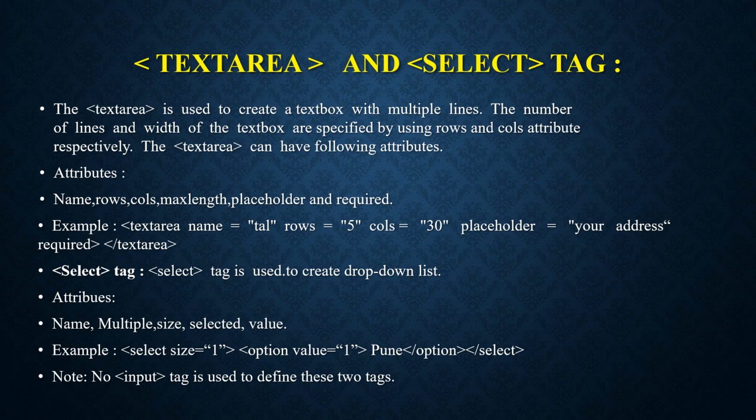The select tag always starts with select and is used to create a drop down list. The attributes are name, multiple, size, selected and value. To insert the list items, use the option and slash option tag. So suppose you want to insert city. So select size is equal to 1. Option value 1 Pune slash option. Option value 2 Mumbai slash option. Option value 3 Kolhapur slash option and slash select. So three cities are inserted, that is Pune, Mumbai and Kolhapur.